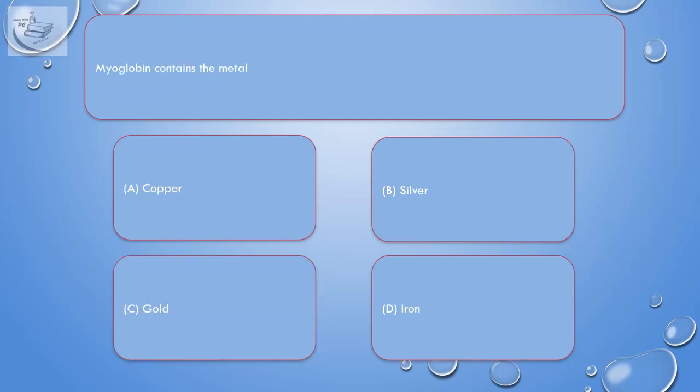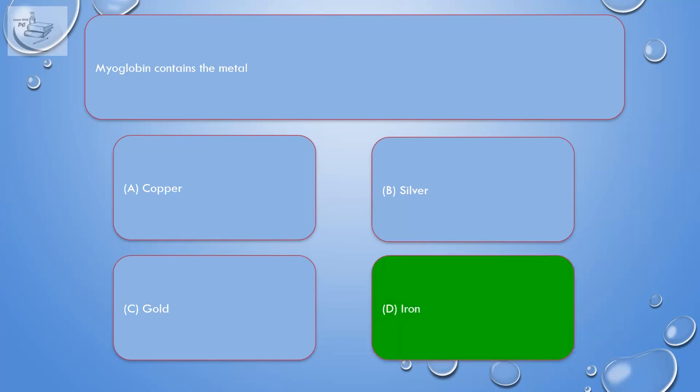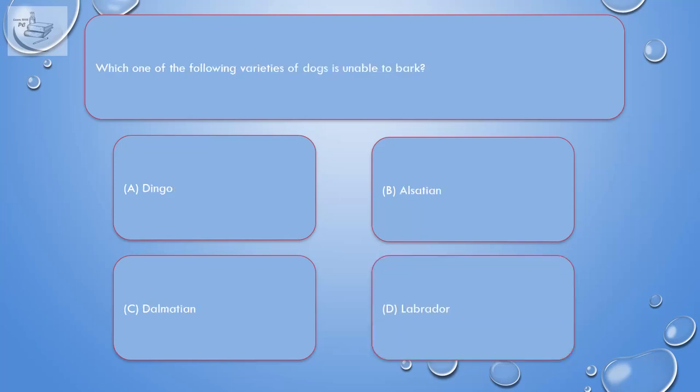Question: myoglobin contains the metal A. copper. B. silver. C. gold. D. iron. Correct answer is D. iron. Question: which one of the following varieties of dogs is unable to bark? A. dingo. B. Alsatian. C. Dalmatian. D. Labrador. Correct answer is A. dingo.